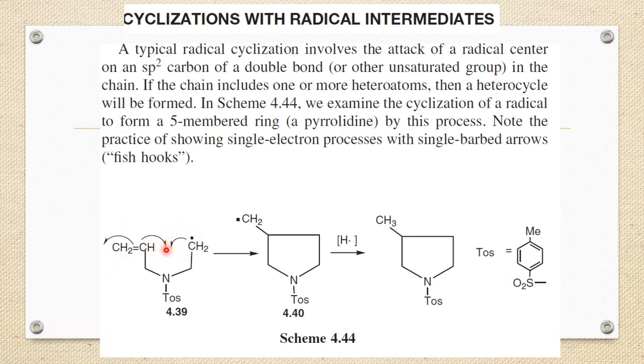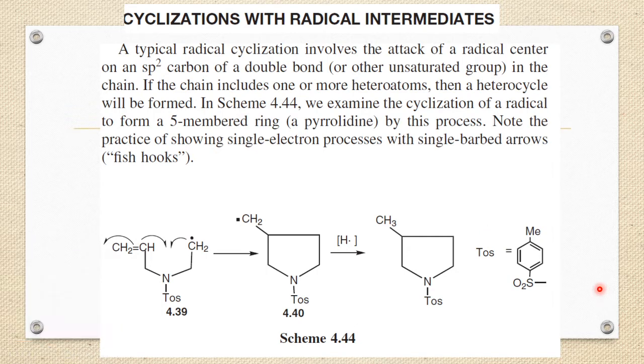We use a fish hook arrow in this case. We also find a bond being formed between these two carbons, leaving a radical center outside the ring. This will take up a hydrogen radical to create a methyl group. So this is a methodology to create a pyrrolidine ring in this case. This is an example that is shown for cyclizations with radical intermediates.